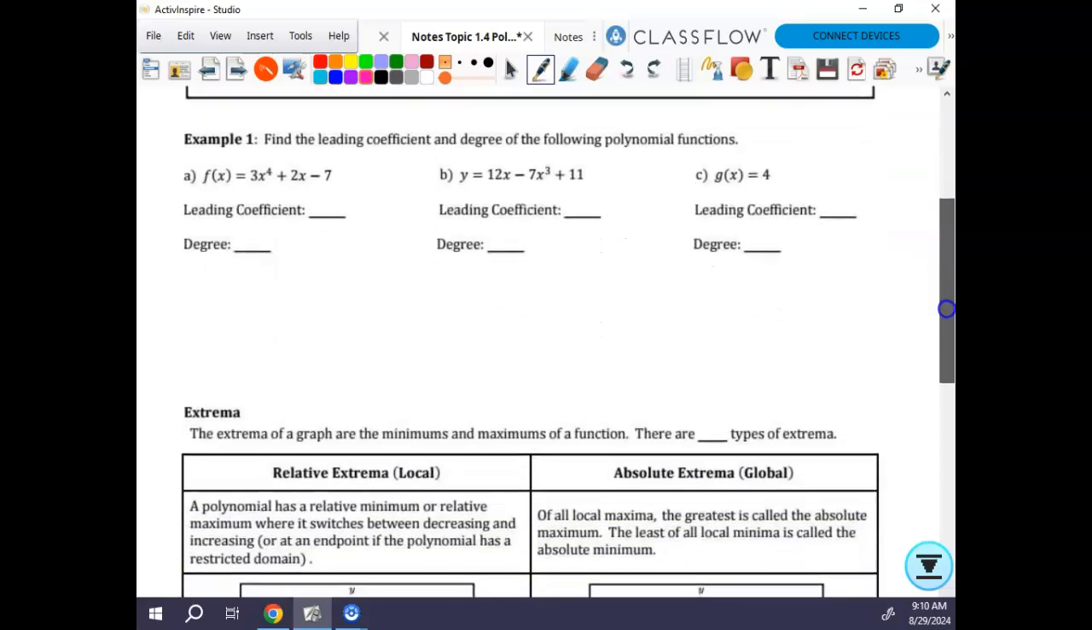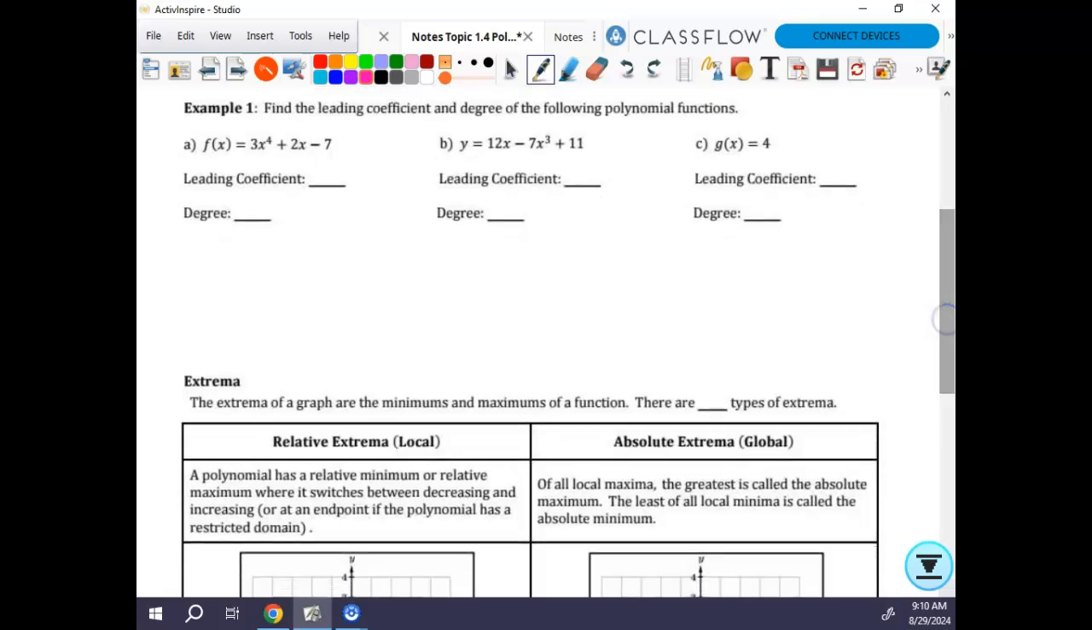All right. So this says to find the leading coefficient. These hopefully are pretty easy questions, but we're going to add a little stuff to this. So it says find the leading coefficient and degree of the following polynomial functions. So this is my leading term. The whole thing is my leading term because x to the fourth, that is the highest exponent I have. So my leading coefficient is the number, which is 3, and the degree is 4.